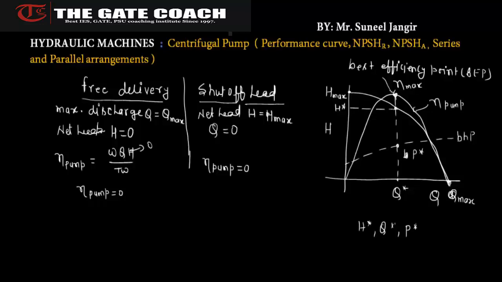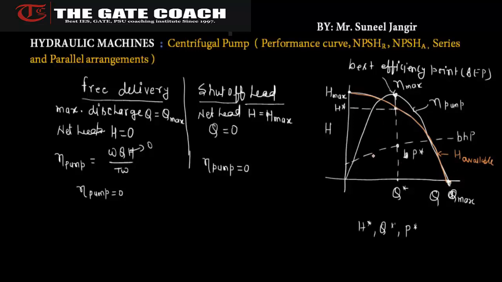If I change my color here, I'm changing the curve of this one, so we can easily understand this or differentiate it from the other things. This one is the head available. Head available goes from H max to the head at the best efficiency point, and then to 0. This is the head available, and this is for our pump.